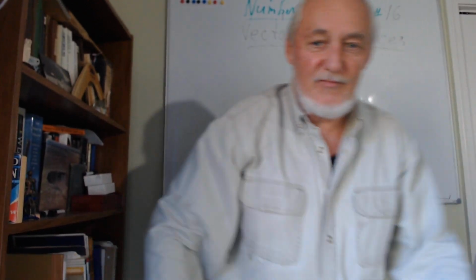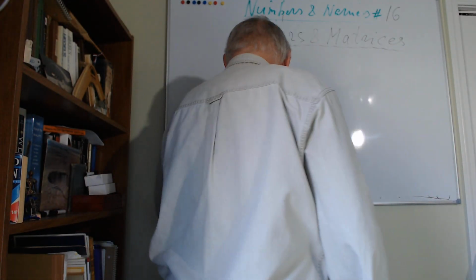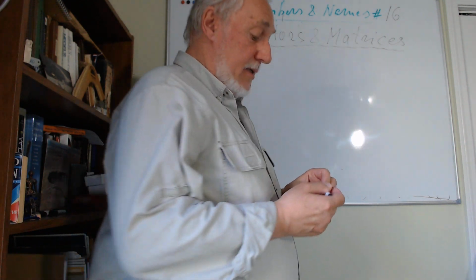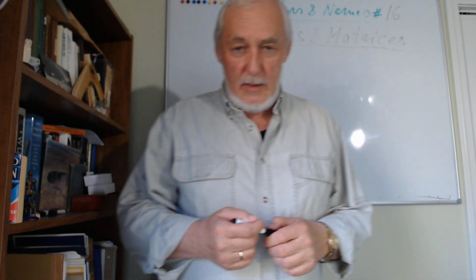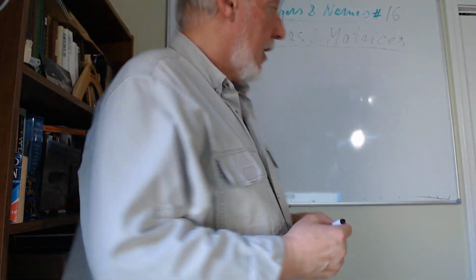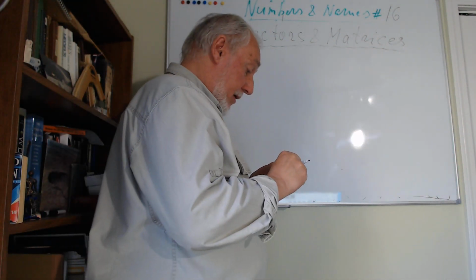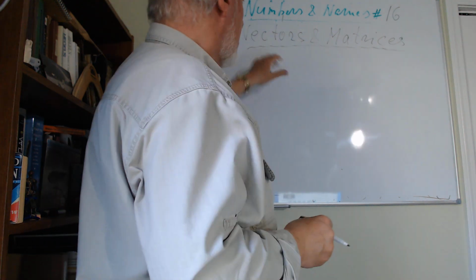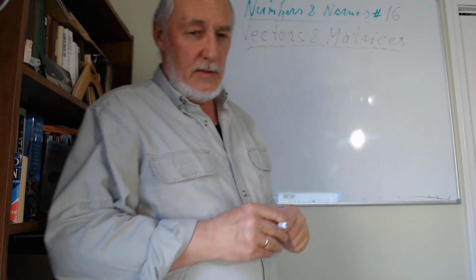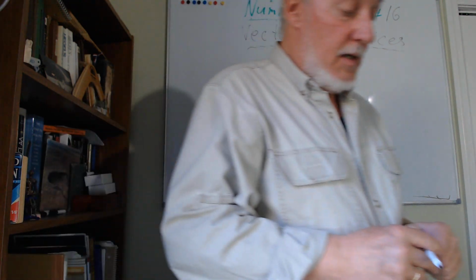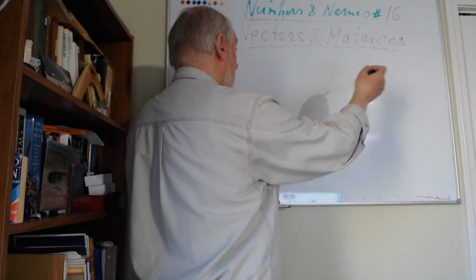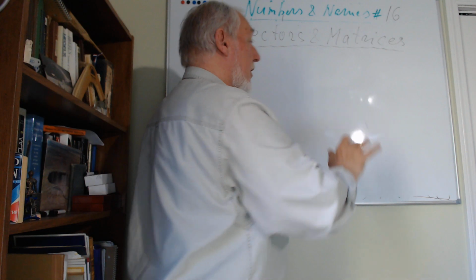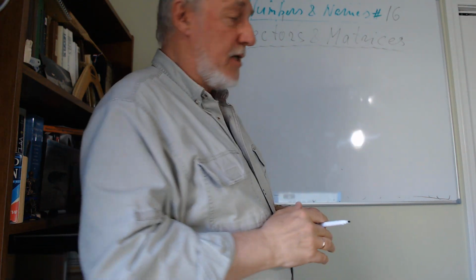Hello, guys. Today we have number 16, numbers and names, vectors and matrices. Vectors and matrices are part of so-called linear algebra. You see me okay, right? So, linear algebra. We'll talk about vectors, which we talk about a lot in different aspects. Today we talk about certain things connected with the previous topic, transformations.